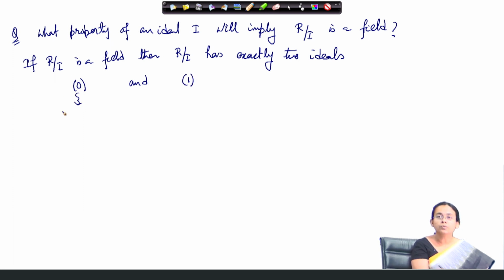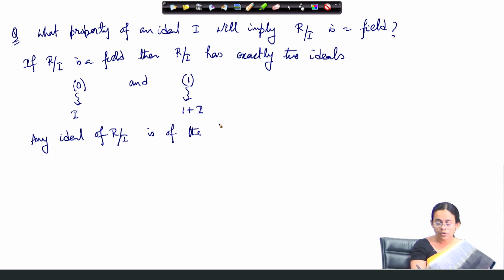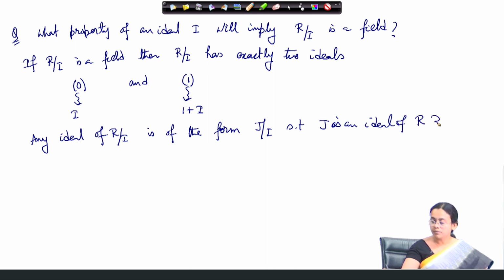So, what is the 0 ideal in R quotient I? That is nothing but the ideal I, because I is the 0 ideal here in the quotient, and the unit ideal will correspond to the coset 1 plus I. These will be exactly the two ideals in R quotient I, but that means there will not be any more ideals. So, any ideal of R quotient I is of the form J quotient I, such that J is an ideal of R and I is sitting inside J. This is how the ideals of R quotient I look.